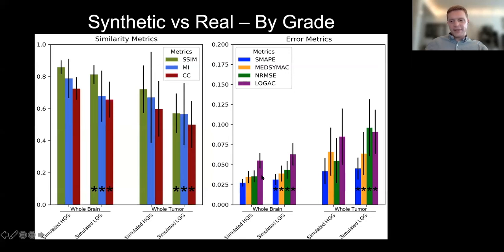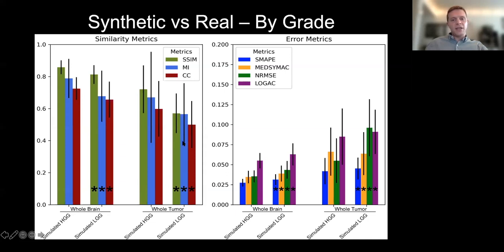So a couple other things that we looked at briefly. We looked at differences in our performance in high-grade and low-grade tumors. And we found something kind of interesting. The low-grade synthetic images were actually worse, statistically worse, by all of our metrics compared to high-grade tumors. And at first I thought that was kind of strange because the low-grade tumors tend not to enhance. So it wasn't really clear to me why we would be having trouble with them.